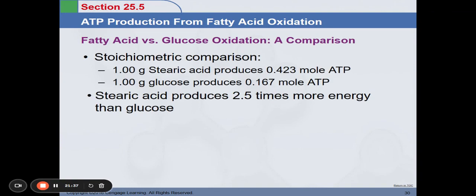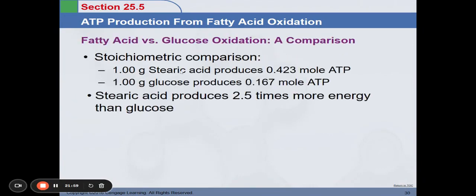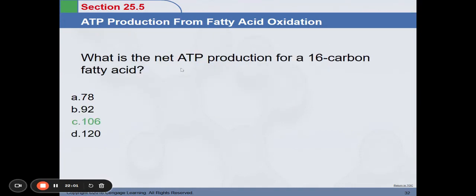Okay, so our lipid foods create more energy, meaning our fatty foods have higher calories in comparison with our carbohydrates or glucose-based foods. So what is the net ATP production for 16 carbon fatty acids? The correct answer for this one is 106. So they use, I think, a stoichiometric computation on this one.